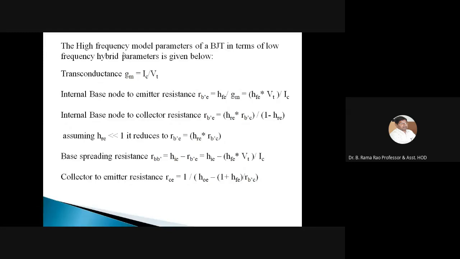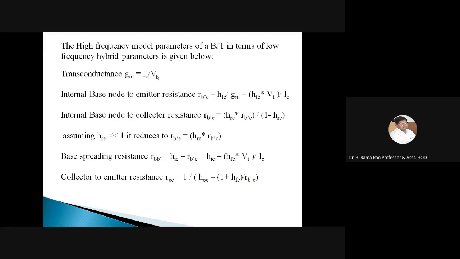So from this equation, we can say that GM is inversely proportional to the temperature, because the value of VT is equal to T by 11,600. The value of VT is nothing but T by 11,600 in the diode current equation.